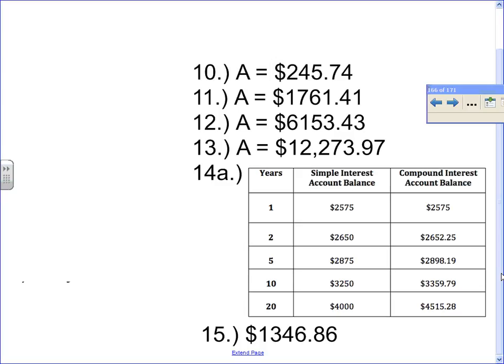Okay, for the compound, you said. Okay, so tell me what you typed in. It's 2,500. That's for the first year, but for the second year, they still want you to use the original principal. So for year 2, you should be typing in 2,500 times 1.03 to the second.